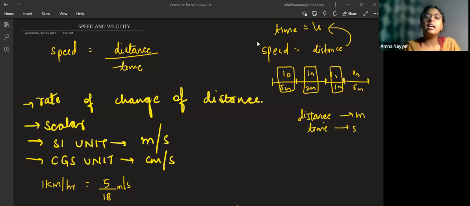Okay, class. Now see, the basic formula of speed is distance divided by time. That is rate of change of distance. Speed and velocity: this is just a basic difference between the two quantities, that one is scalar and the other is vector. Just remember, when you involve distance, that quantity becomes speed. And when you involve displacement, that quantity becomes velocity. So I'll go one by one regarding speed and velocity.